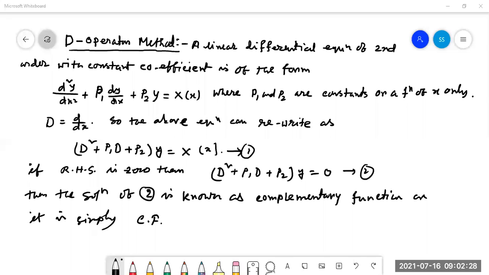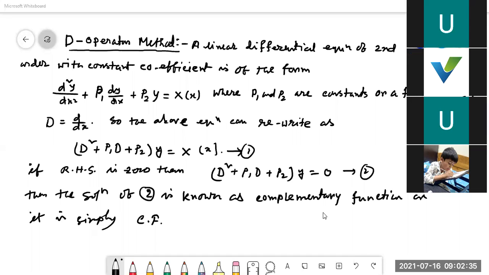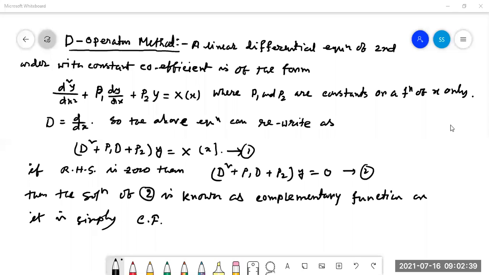I'm sharing my screen to you. Here it is, the method of undetermined coefficient or D operator method. This method is called method of undetermined coefficient or D operator method. So already we have learned about the complementary function in our class 12 based syllabus.